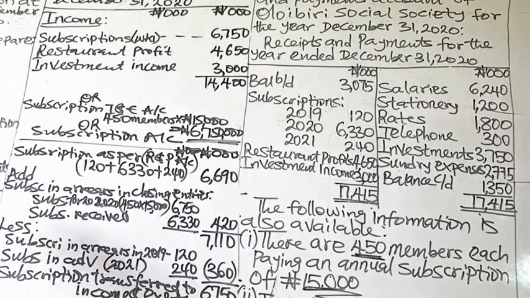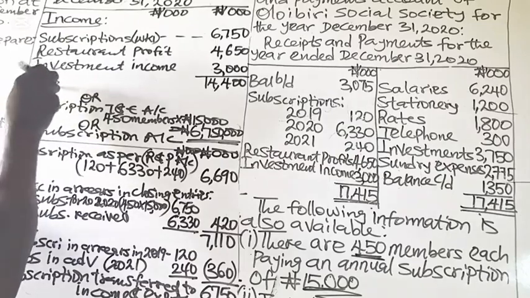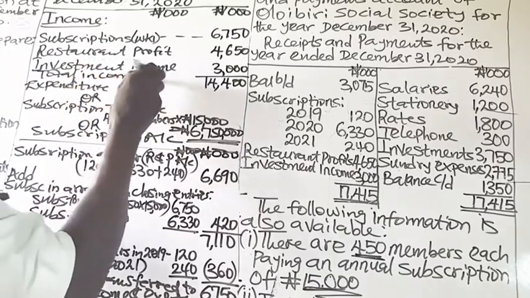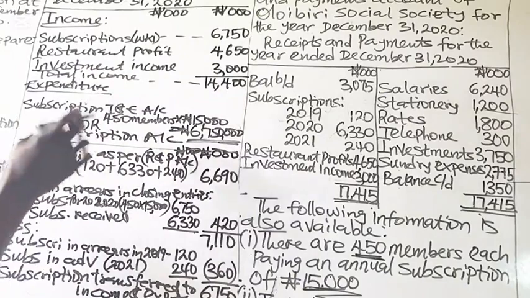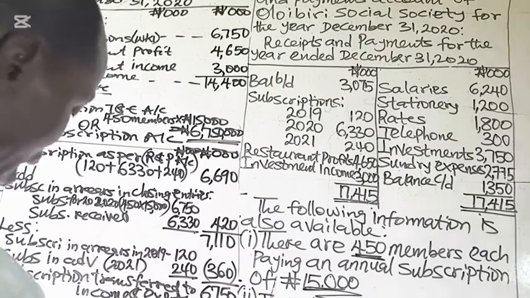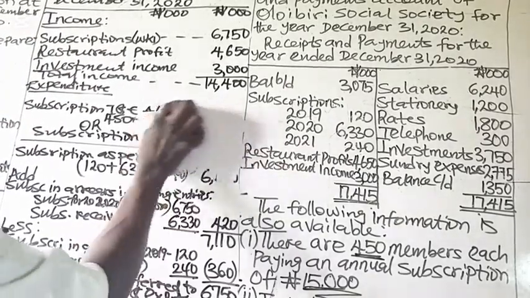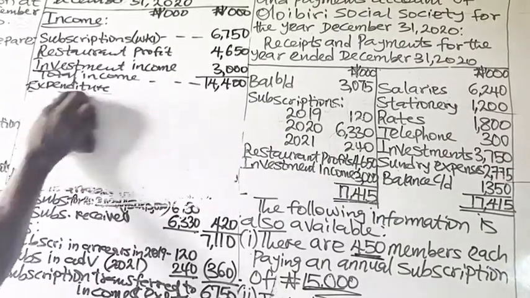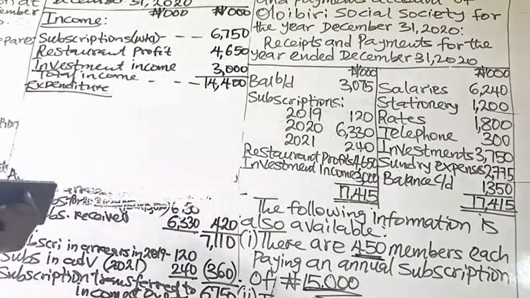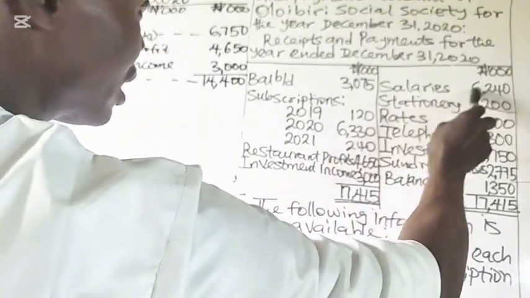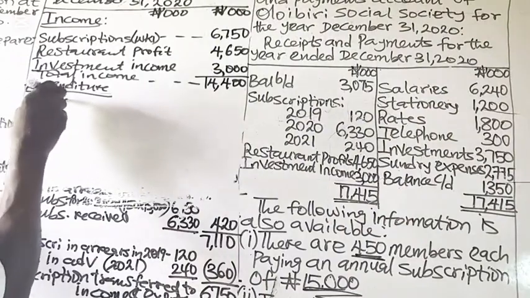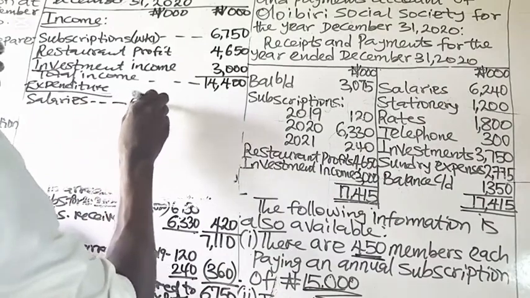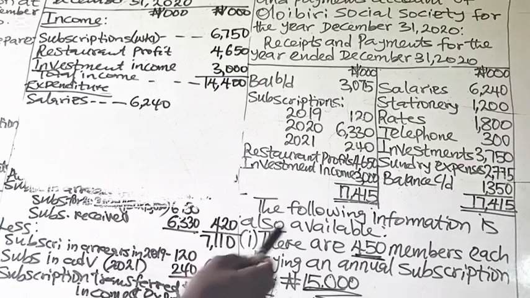After income, the next section is expenditure. Notice this is our total income. So we have expenditure. The expenditure items we normally have at the credit side of the receipts and payment account. The number one item there is salaries, 6,240,000. There is no adjustment, no additional information on that, so you just write the amount, 6,240,000.